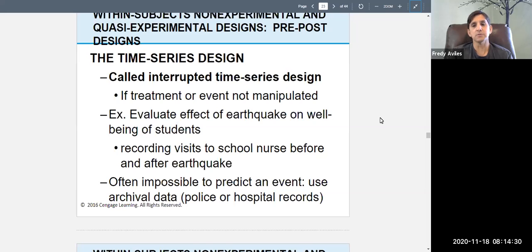Sometimes things happen on their own. And you can use archival data, in other words, data that's already recorded, already collected, to see what the pattern was before the event. And then, of course, you can look at the pattern after the event that has happened. You can look at police records, hospital records, school records, all kinds of things. So you can see a pattern before, and then something happened, an earthquake or something like that, and then you check the pattern afterward. Here's the thing, this is not something that you plan. Let me give you another example.